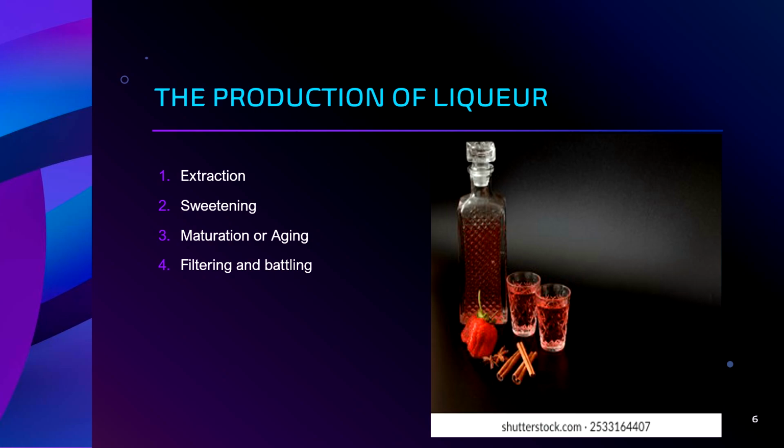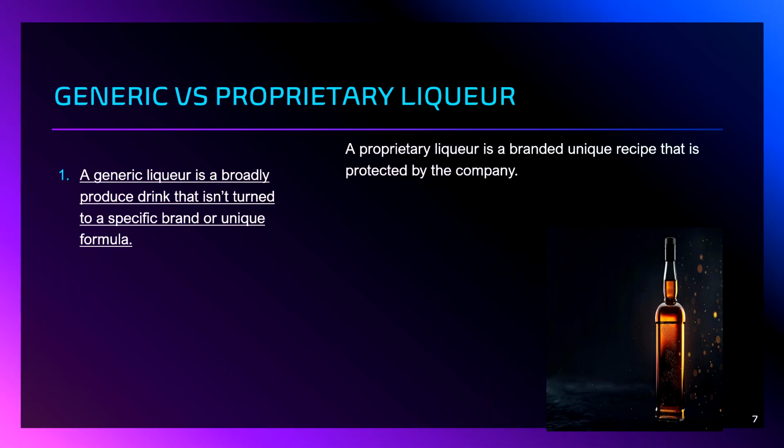So we are moving on to the generic versus proprietary liqueurs. So what is the difference between the both? The generic liqueur is a broadly produced drink that isn't really tied to a specific brand or even a unique formula. An example of that could be a store brand orange liqueur, which can be a generic liqueur.